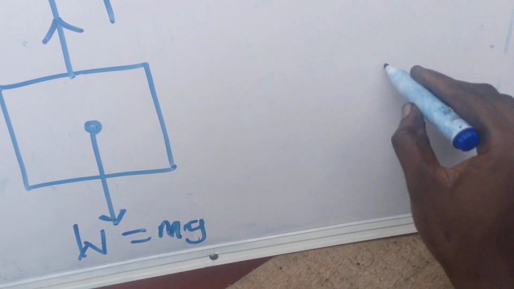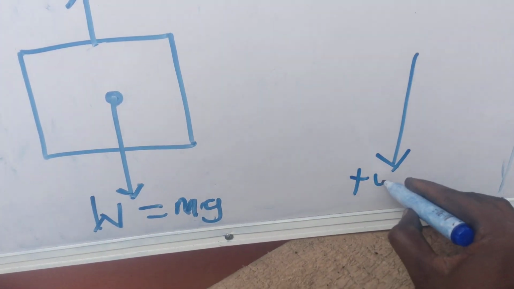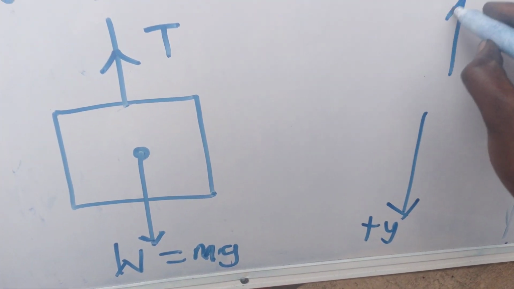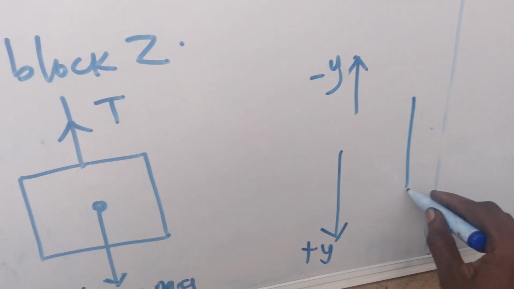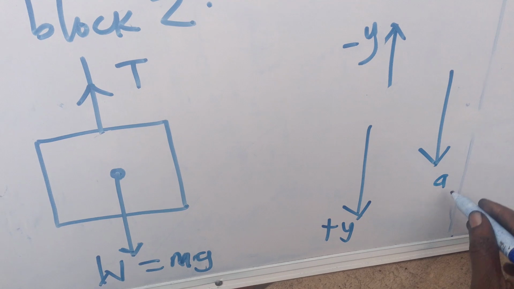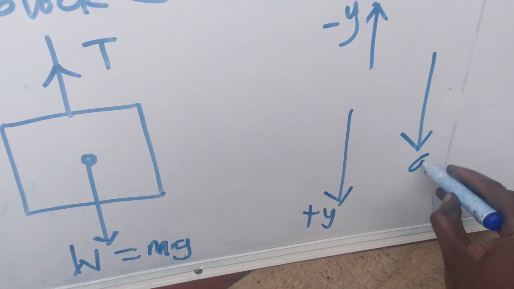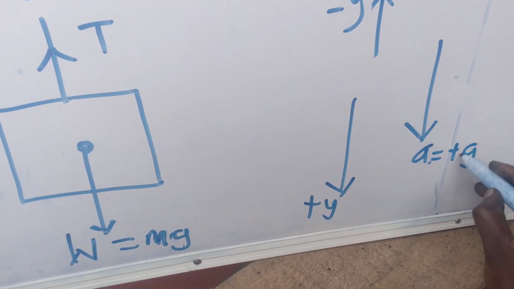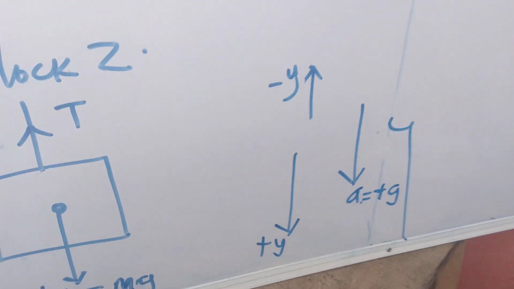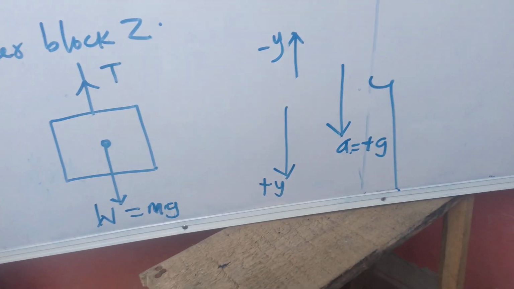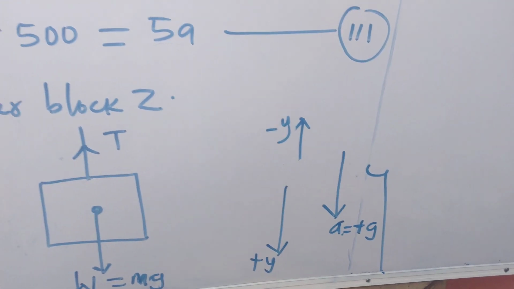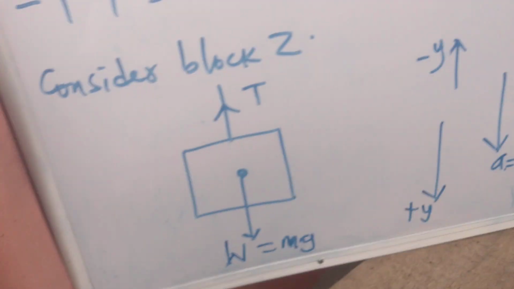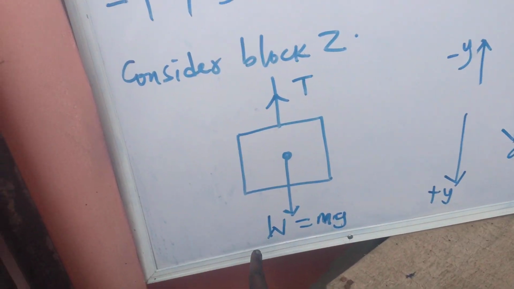This sign convention here is a positive y, and here is a negative y. Okay, I explained that before. Why? Because acceleration due to gravity is coming downwards. So a is coming downwards, which is plus g. If it is coming downwards, it is acting due to gravity. If it's going upwards, it's against gravity, negative. So this is negative T, and this will be positive W.